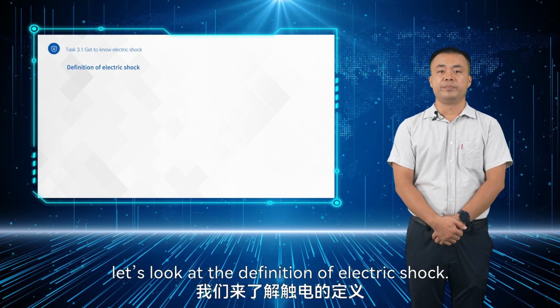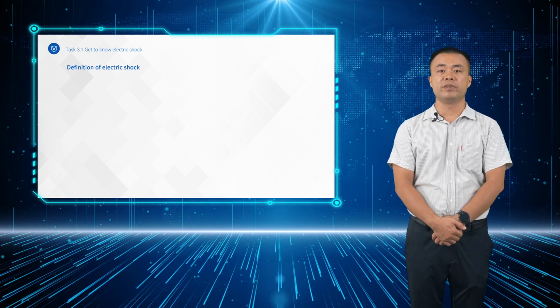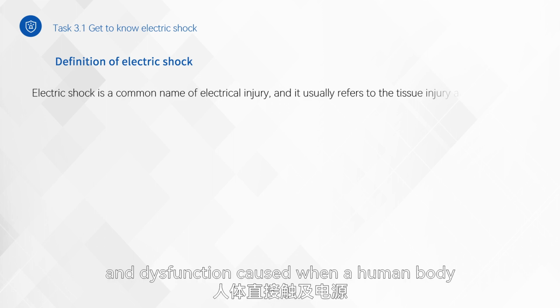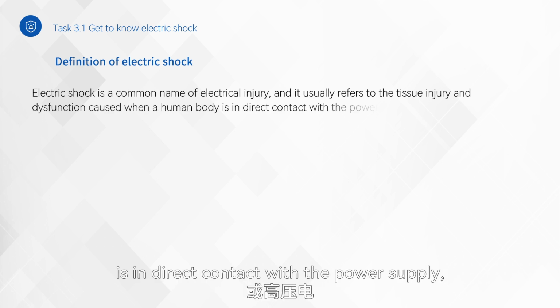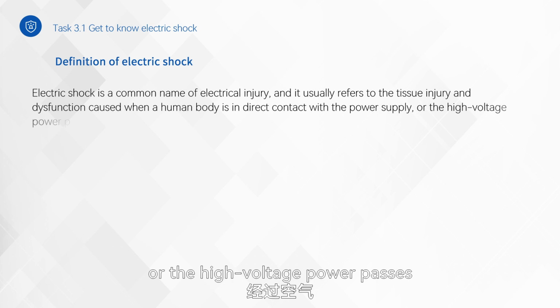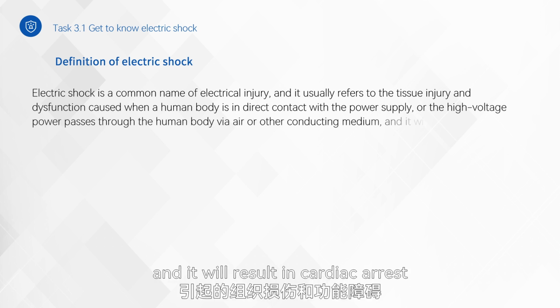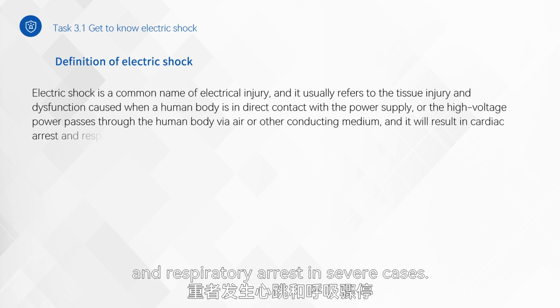Firstly, let's look at the definition of electric shock. Electric shock is a common name for electrical injury, and it usually refers to the tissue injury and dysfunction caused when a human body is in direct contact with the power supply, or the high-voltage power passes through the human body via air or other conducting medium, and it will result in cardiac arrest and respiratory arrest in severe cases.